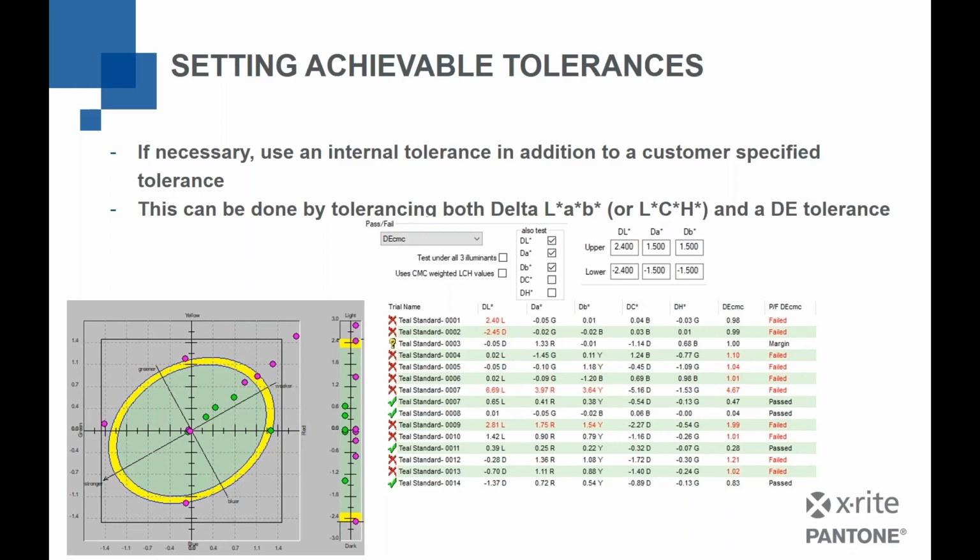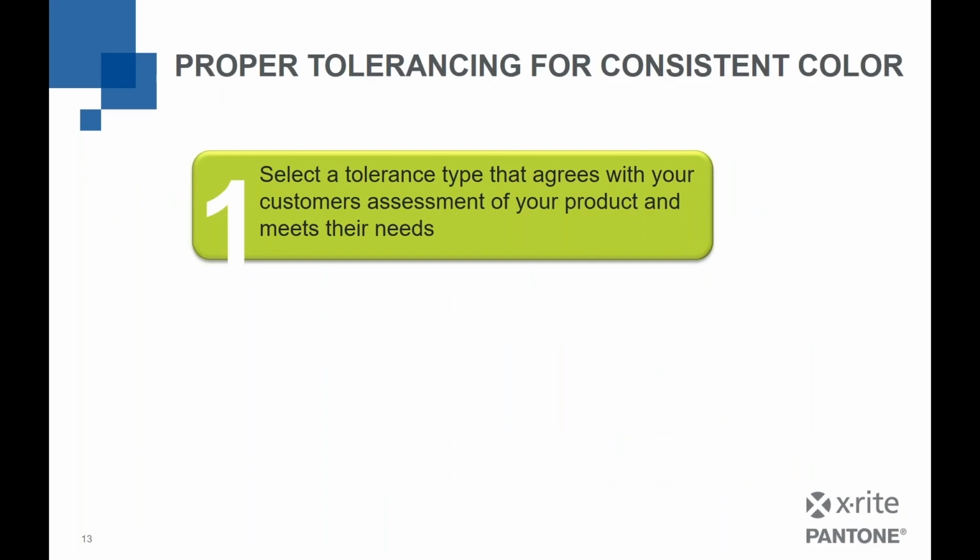But that's fiscally irresponsible, right? It's going to cost you tons of time and money to try and do that, and frustrate the heck out of your production process. It's not realistic. So to wrap all this up, we want to select a tolerance type that agrees with your customer's assessment of your product and meets their needs.